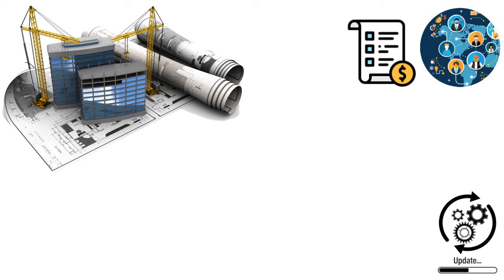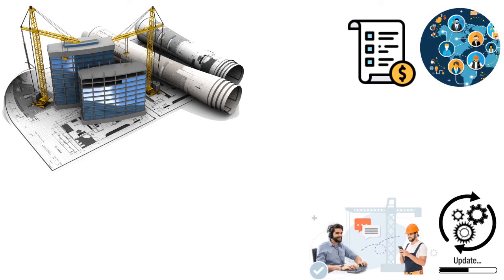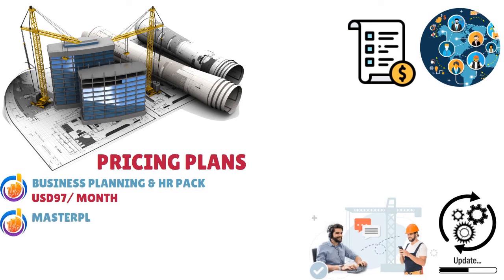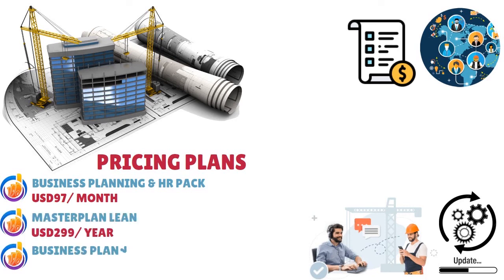One thing I want to tell you here is that you have different pricing models based on the operational cluster you are interested in. For example, you have a business planning and HR pack, the master plan lean pack, and the business planning pack. Based on our own intelligence gathering, the business planning and HR pack will cost you about $100 to $125 per month. The master plan lean will cost about $300 to $350 per year. For the business planning pack, you will probably pay around $500 to $650 per year. Okay, so it's really important to understand that.